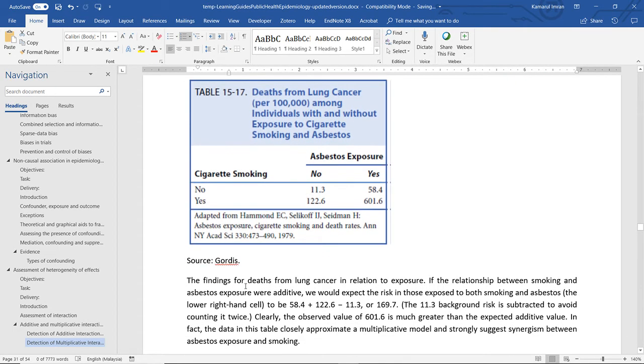If you look at table 15.17 in Gordis's, death from lung cancer, exposure is cigarette smoking and asbestos, right? So the finding for death from lung cancer in relation to exposure: if the relationship between smoking and asbestos exposure were additive, we would expect the risk of those exposed to both smoking and asbestos to be 58.4 plus 122, okay, this one, and then minus 11.3. You should get 169.7 if it is an additive interaction.